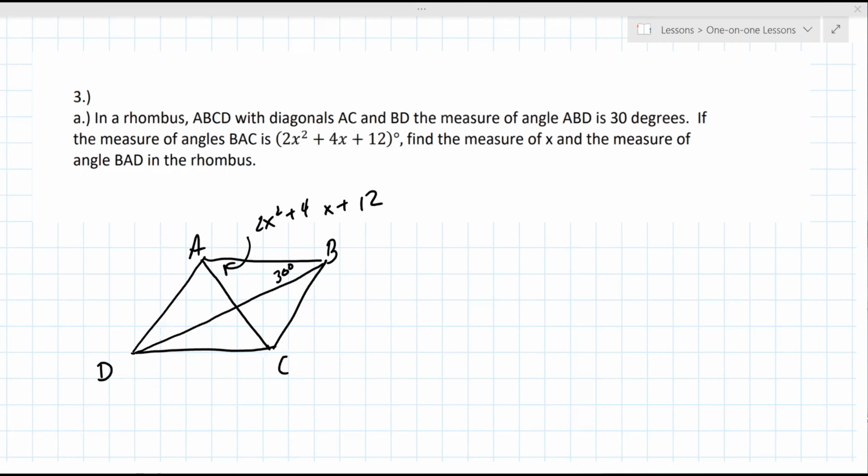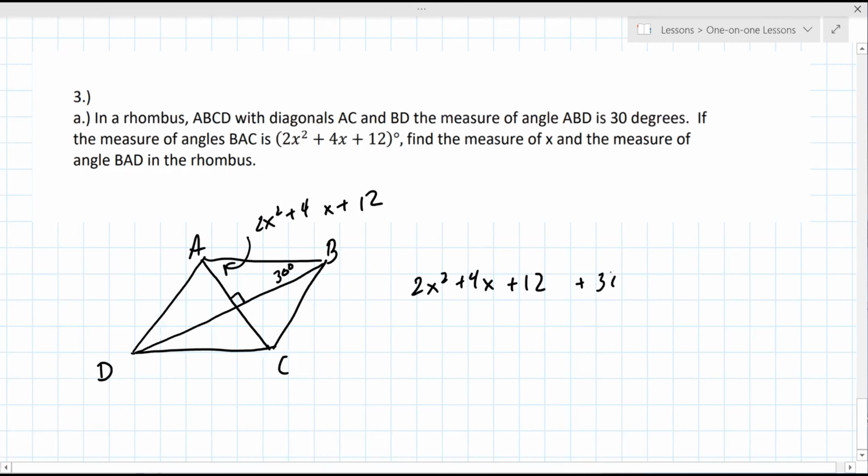No. What kind of triangles are made in a rhombus? Well, the diagonals are perpendicular. That means that this is a right triangle. Right angle. So that means that these two angles that they just gave you have to add up to 90. 2x squared plus 4x plus 12 plus 30 equals 90.